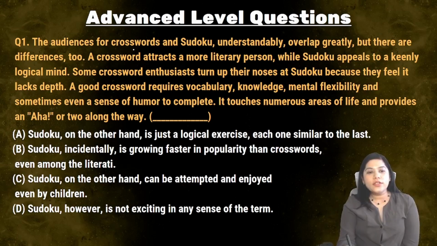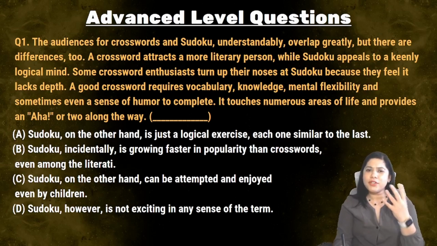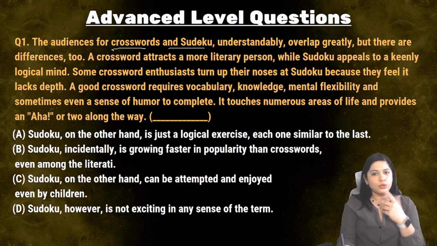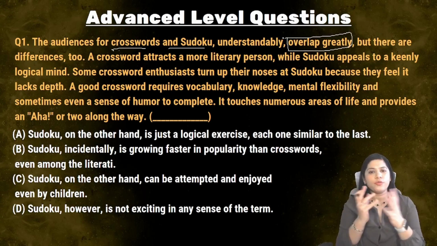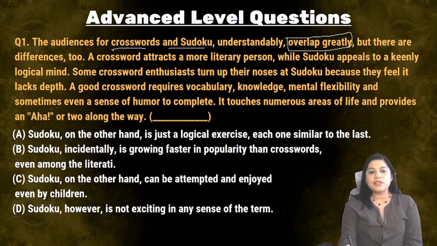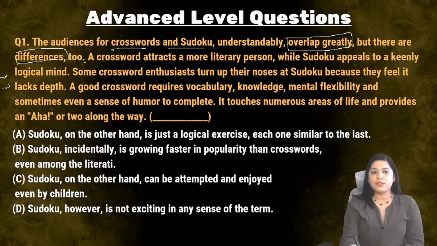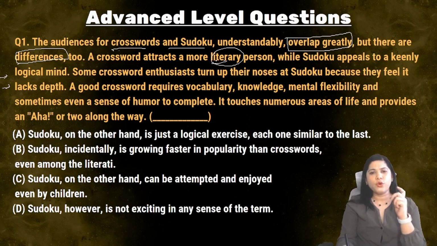Question number 1, students. Names for crosswords and Sudoku understandably overlap greatly. So in newspapers, generally we see both things, crossword and Sudoku, both the games, and a lot of people solve both, right? Overlap means a lot of people solve both, but there are differences too, right? Differences is the main thing we are explaining in the next few lines. A crossword attracts a more literary person while Sudoku appeals to a keenly logical mind, right? So a crossword, literary as in literature person, someone who is more well-read, that kind of person, whereas Sudoku appeals to a logical mind.